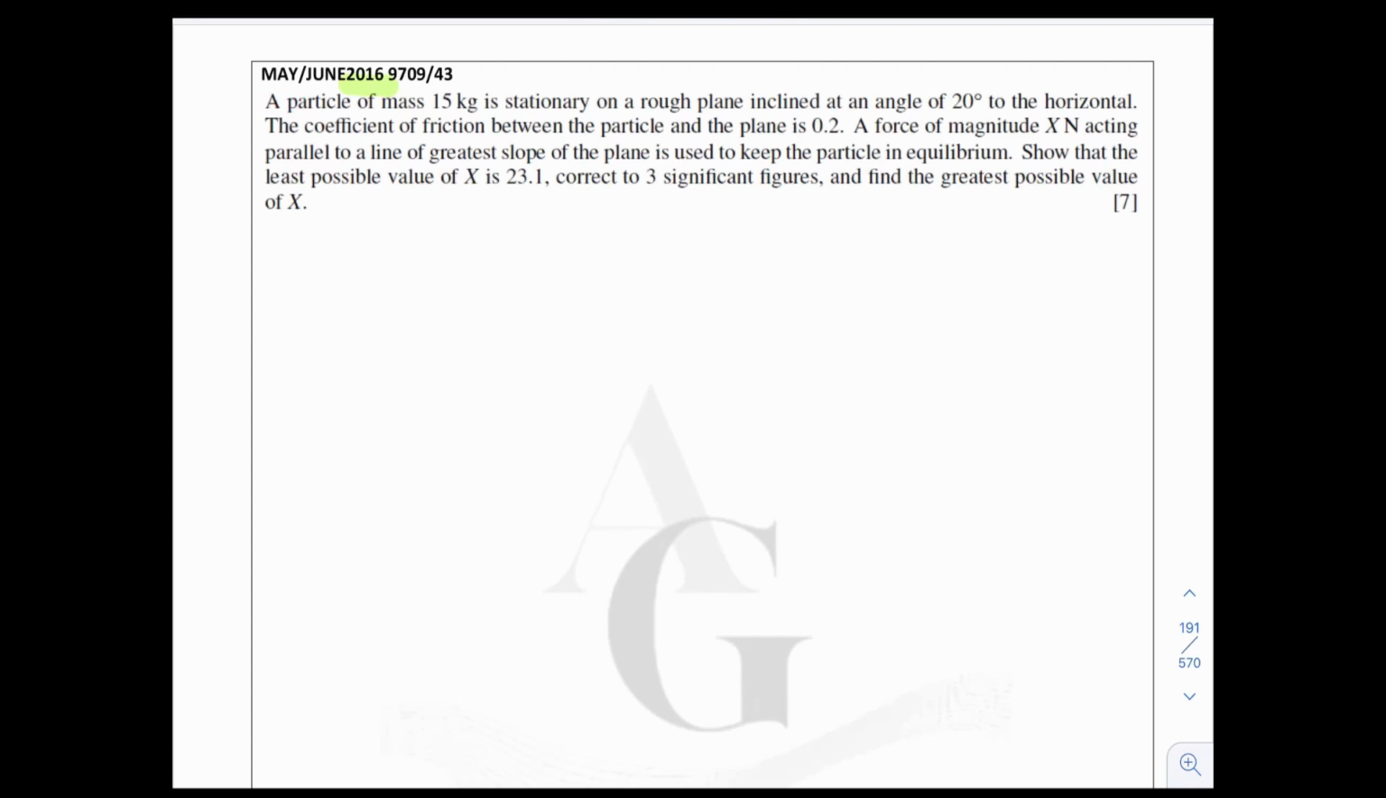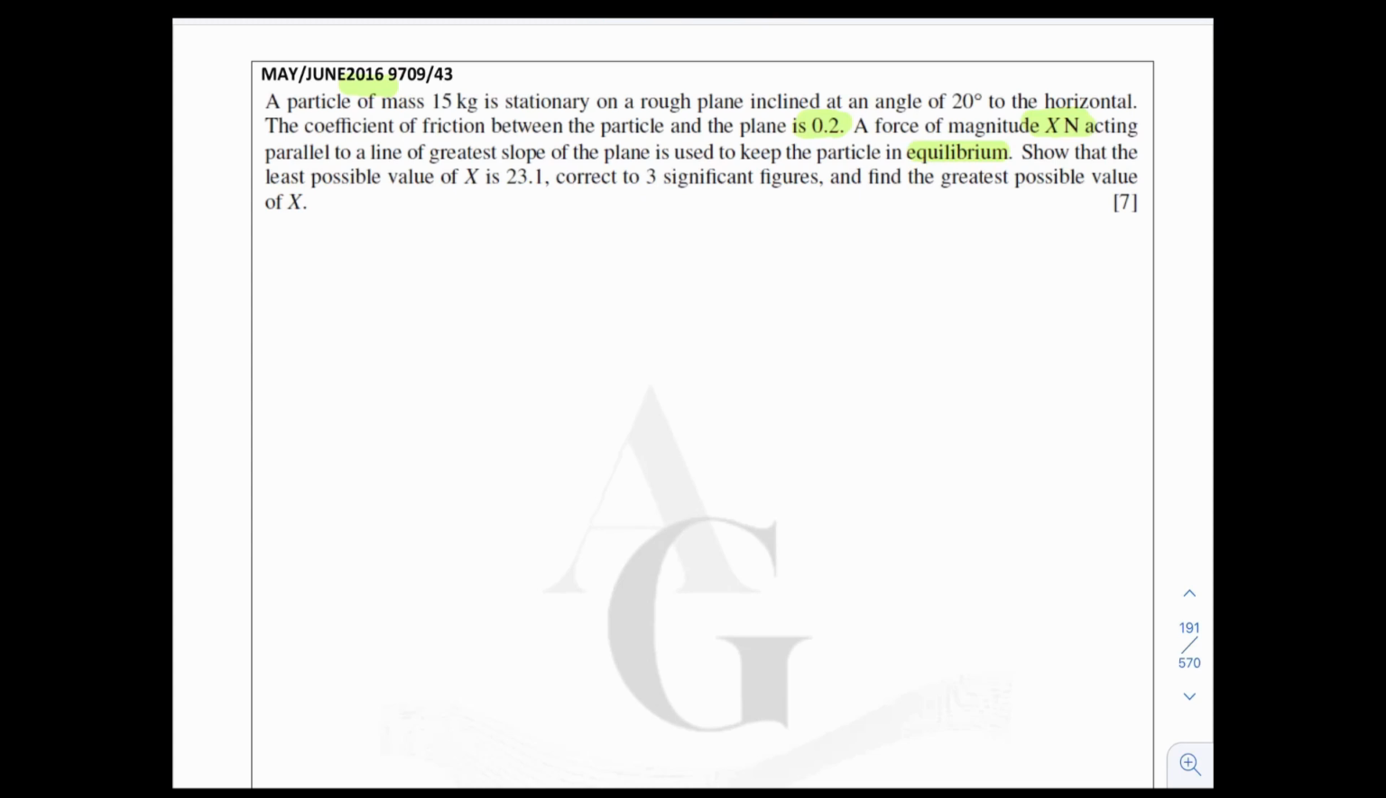A particle of mass 15 kg is stationary, meaning not moving, on a rough plane inclined at an angle of 20 degrees to the horizontal. The coefficient of friction between the particle and the plane is 0.2. A force of X Newton acting parallel to the line of greatest slope is used to keep the particle in equilibrium. So it's not moving.